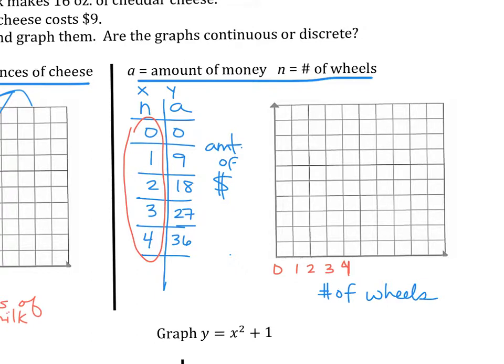Okay. I'm going to count just because people won't always see that there is a multiple of 9 for everyone. I'm going to count by 5s. Okay. Just so you're seeing it a different way. 5, 10, 15, 20, 25, 30, 35, and 40. Okay, so we plot those. 0, 0, 1, 9, 2, 18, 3, 27, and 4, 36.